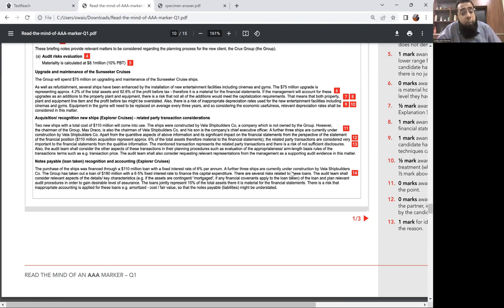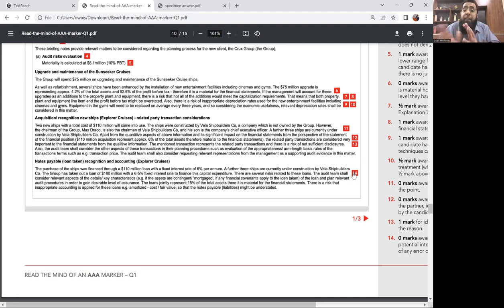There are several risks relating to these loans. The audit team shall consider relevant aspects of detailed key characteristics, if the assets are contingent, mortgaged, if any financial covenants apply to the loan, and plan relevant audit procedures in order to get a desirable level of assurance. The loan jointly represents 15% of the assets, that is material. There's a risk that inappropriate accounting is applied. 0 marks. 0 marks. Because he's writing just useless comments.